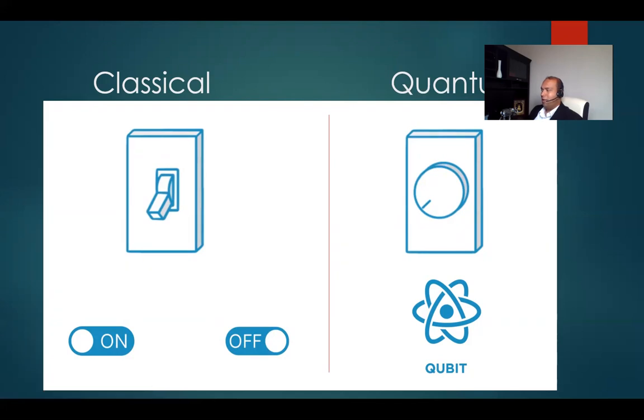I'll let that sink in. You do not need to have two switches like here to have on and off at the same time. You can just do it with one switch because it can go to on and off at the same time, and that's how a qubit kind of functions.